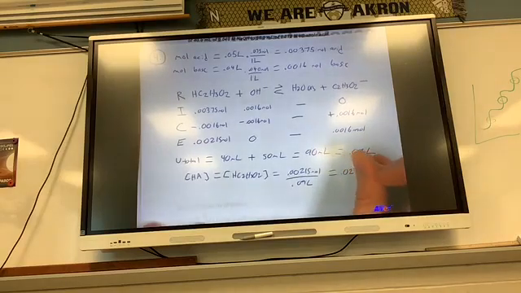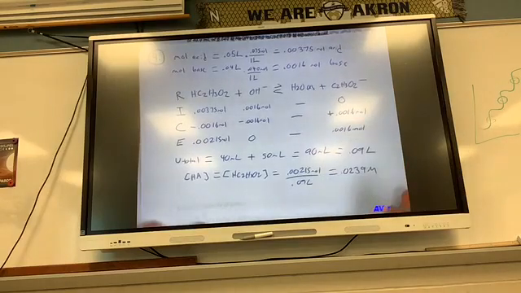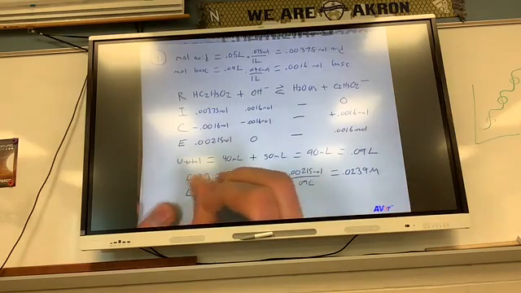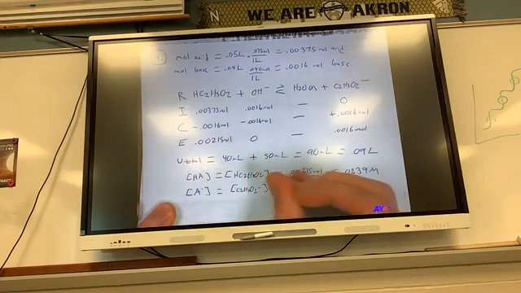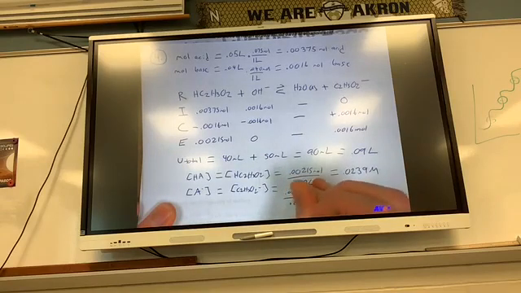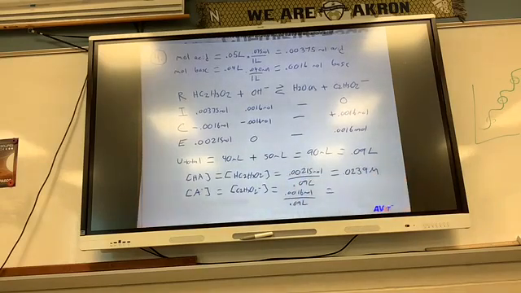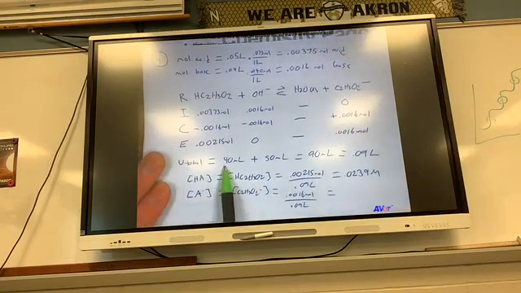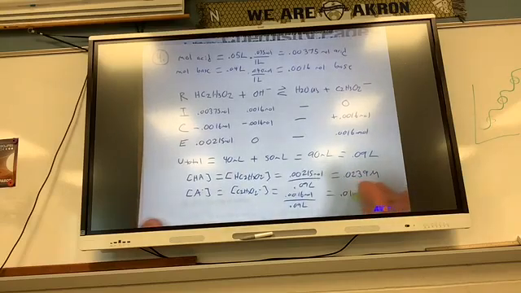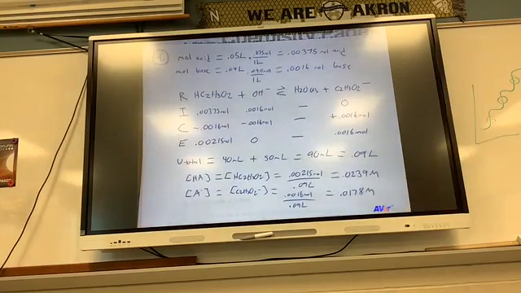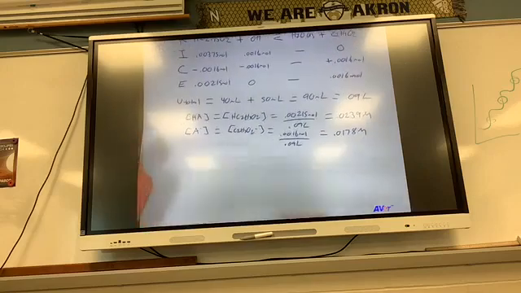0.0239 molar. My concentration of A minus, in this case C2H3O2 minus, equals 0.0016 moles, still divided by 0.09 liters. Because a buffer is when you pour them together, that's why I'm adding these two volumes. Does that make sense? So this is 0.0178 molar. Now can I do Henderson-Hasselbalch? I sure can. I have everything I need.